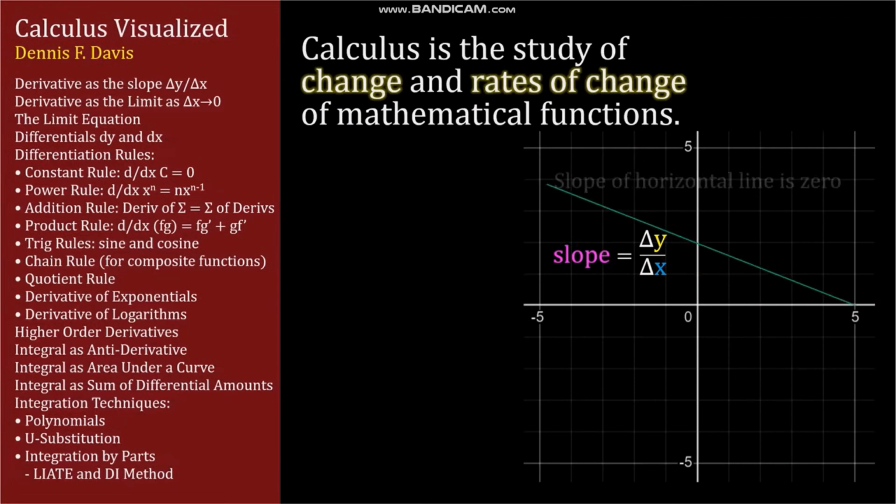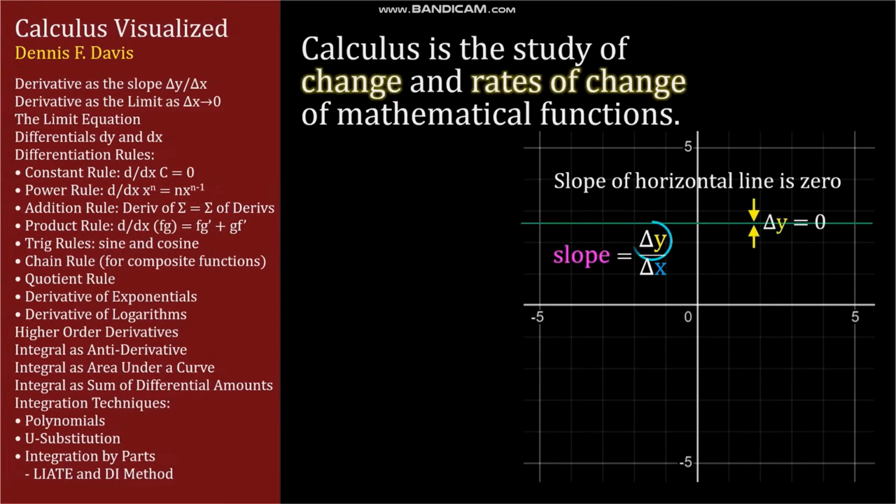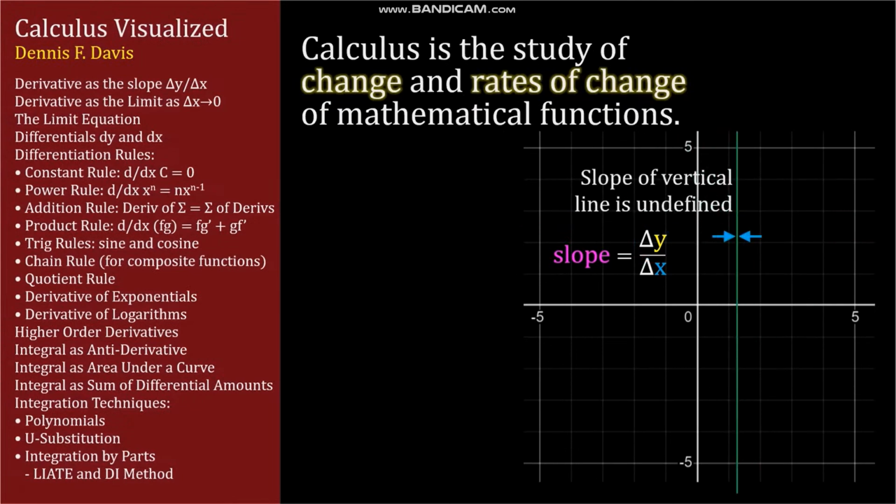When the graph line is horizontal, the slope is 0 because y never changes, so delta y is 0. When the graph line is vertical, the slope is undefined because x never changes. Delta x is 0, so delta y over delta x is undefined since the denominator is 0.